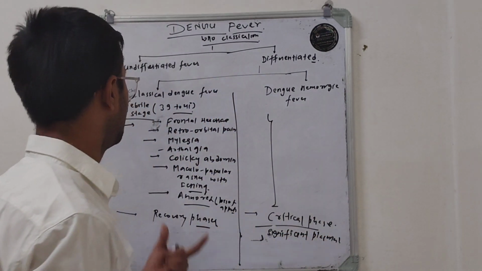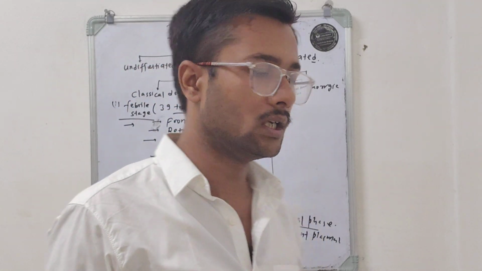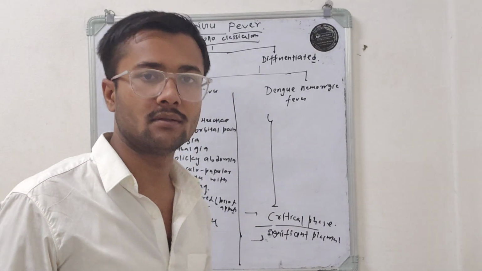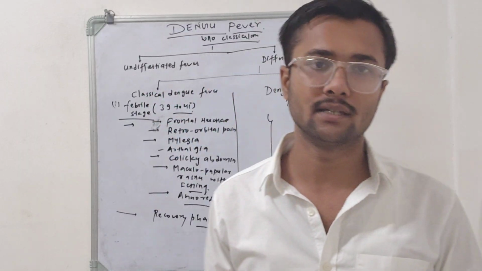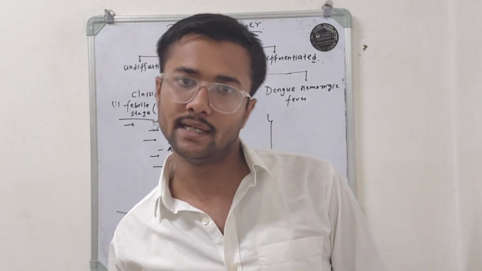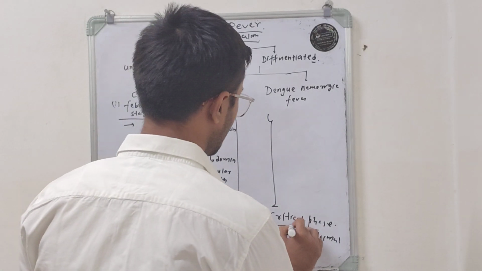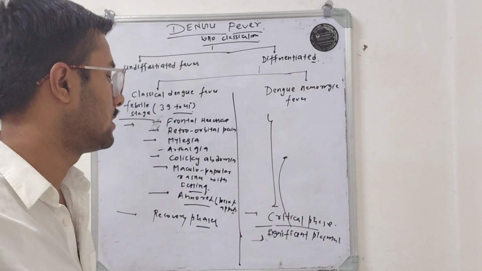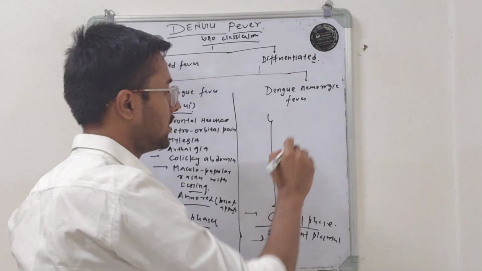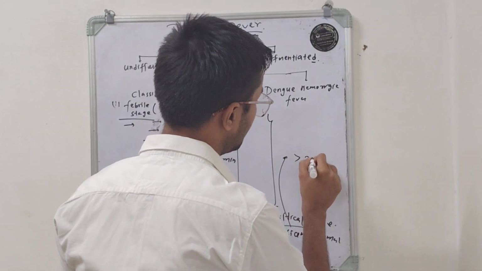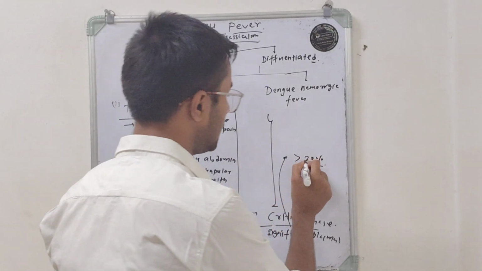while in classical dengue fever, there is no significant plasma leakage. So on the basis of this significant plasma leakage, we can differentiate whether a patient has classical dengue fever or dengue hemorrhagic fever. What happens if a significant plasma leakage occurs? It leads to an increase in hemoconcentration. The hematocrit level will rise greater than 20%.